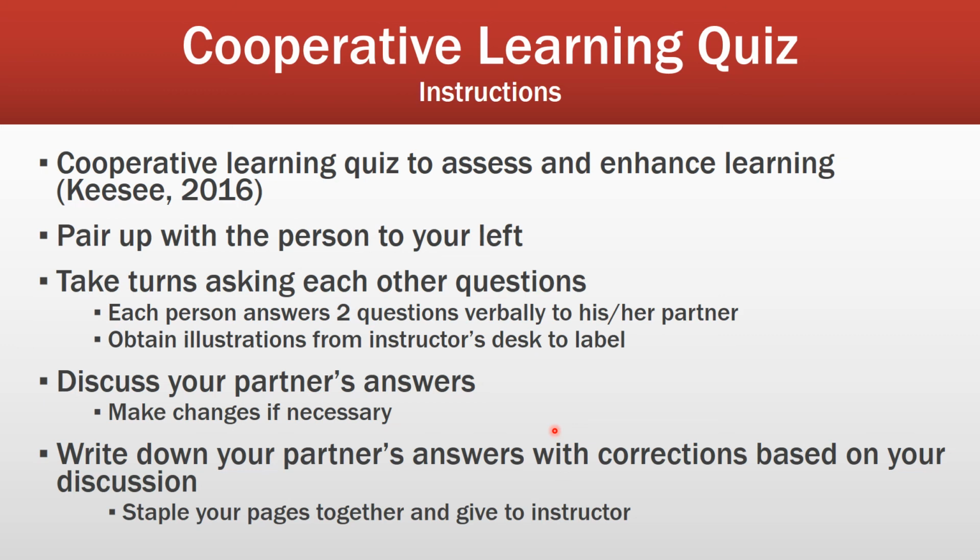So you're going to pair up with the person to your left, and you take turns asking each other the questions. You'll answer 2 questions each. Review your answers, make sure that you're okay with the answers, write them down, and then hand it in to me at the end. The pictures on my desk, you can pick them up and answer those questions about the illustrations on the diagram. You can draw on the diagram.